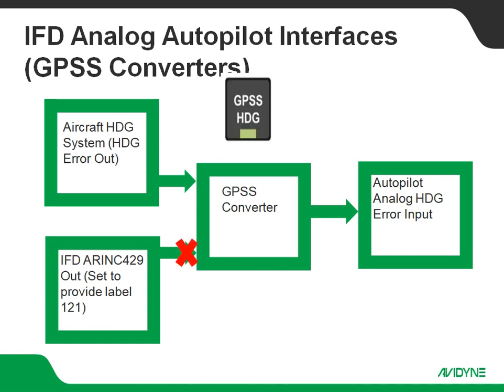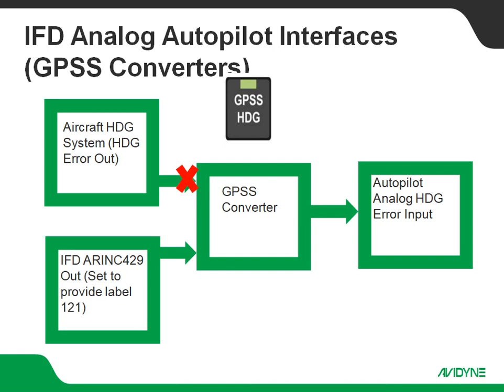And what will happen is that GPSS converter is going to give you a push button. So when it's in heading mode, as you see here, where the heading is highlighted in green, it turns off this ARINC 429 out and just passes this heading error straight through to the autopilot, just like the GPSS converter wasn't there and the autopilot was in regular heading mode. Nothing new there.